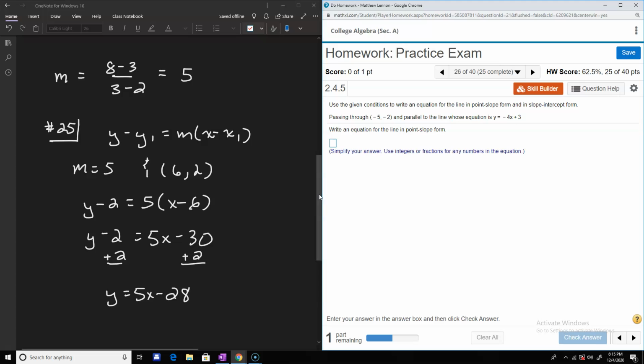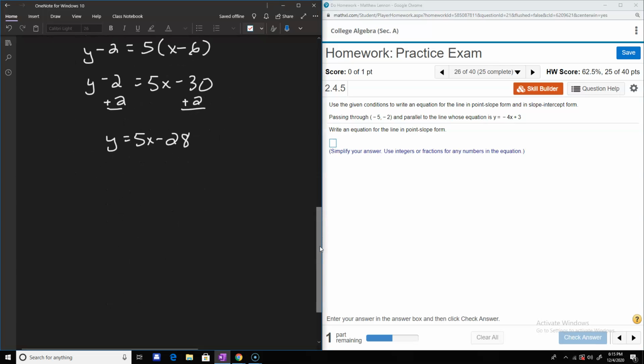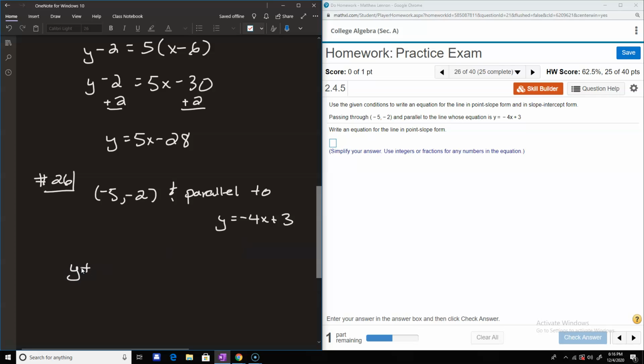Okay, number 26 is pretty similar. They give us a parallel line, and the useful part of that is we know parallel lines will have the same slope. So by looking at the second line, we can determine the slope. So we know it passes through -5, -2, and technically it's parallel to y equals minus 4x plus 3. So our slope is -4, so we can use the same formula. y minus -2 is plus 2, and then we have our slope of -4 times x plus 5, because we're subtracting -5. So that's the point slope form, which is the first part.